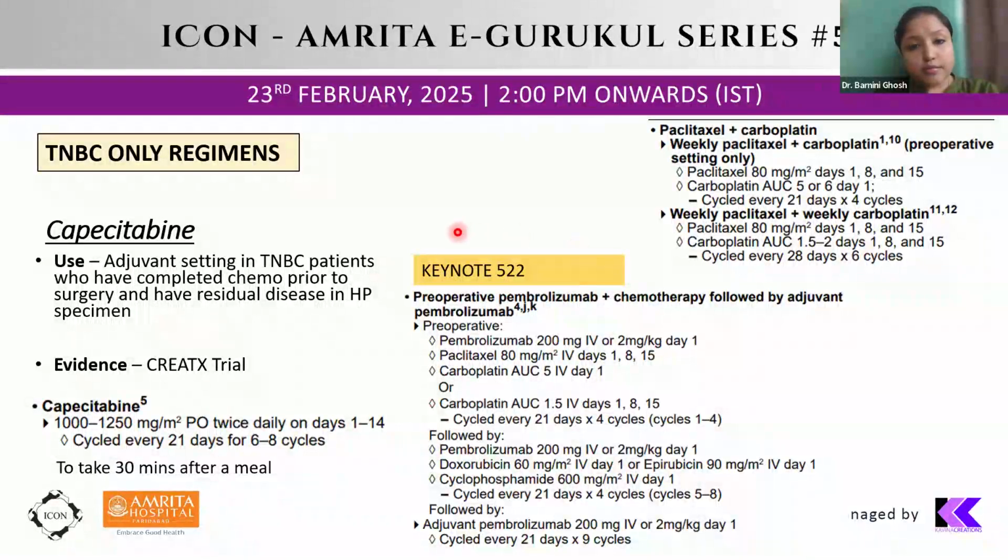Now there is another perioperative regimen, which is the KEYNOTE-522 regimen, where pembrolizumab is combined along with chemotherapy. So preoperatively, we give pembrolizumab 200 mg every 3 weeks in combination with weekly paclitaxel and either weekly or 3-weekly carboplatin for a total of 4 cycles. Thereafter, we again give pembrolizumab in combination with doxorubicin or epirubicin and cyclophosphamide. After that, the patient is operated, and in the adjuvant setting, maintenance pembrolizumab is given for another 9 cycles.